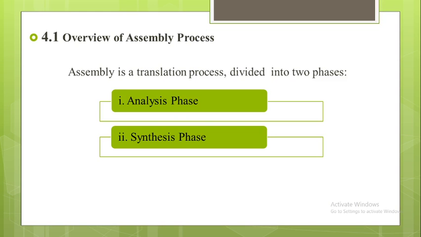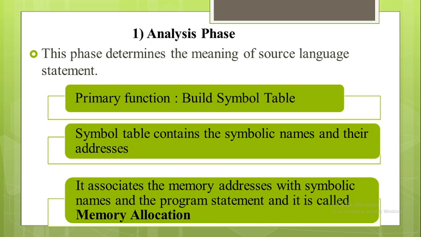Hello students, today we are going to consider the topic that is design of an assembler, where the first part consists of the overview of assembly process. Actually, assembly is a translation process which is divided into two phases. The first phase is called the analysis phase and the second phase is called the synthesis phase. Now we will see each and every phase in detail.